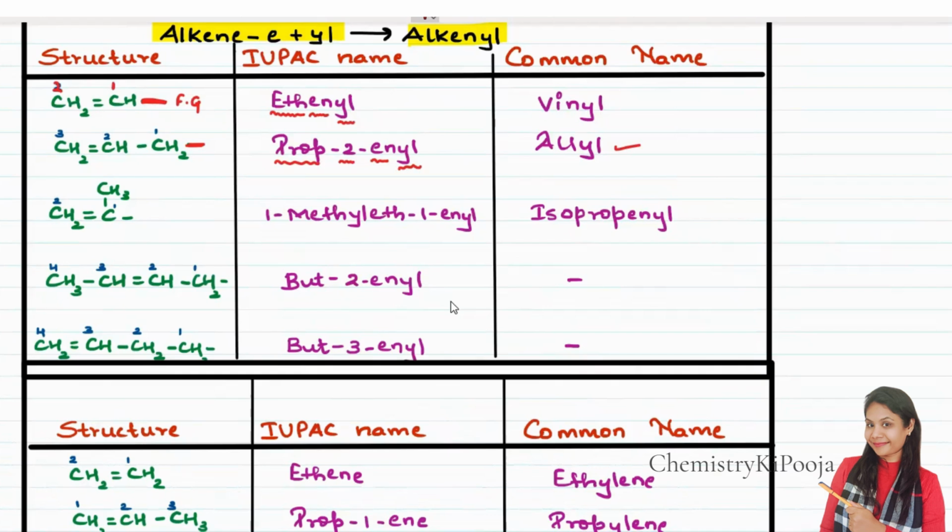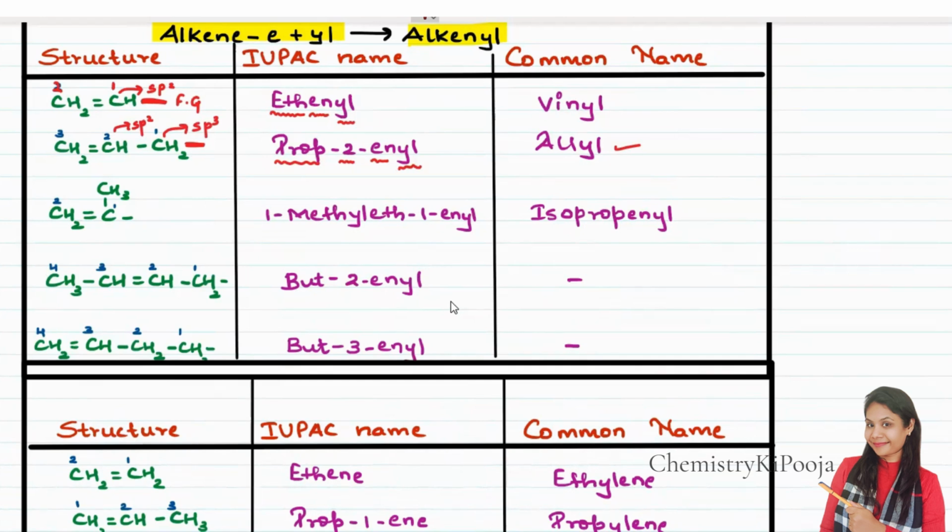Whereas the common name in this case is allyl group. Remember, vinyl is nothing but a carbon which is attached to a functional group and this carbon is sp2 hybridized. We call it a vinyl group. Whereas in this case, the branching is present on sp3 and in turn this sp3 is attached to sp2. Such a type of group, we call it an allyl group.